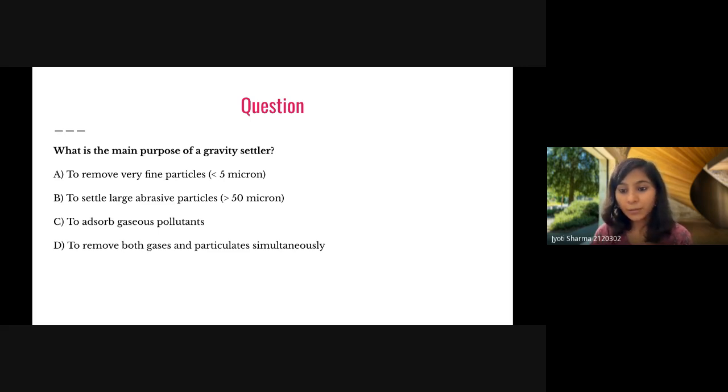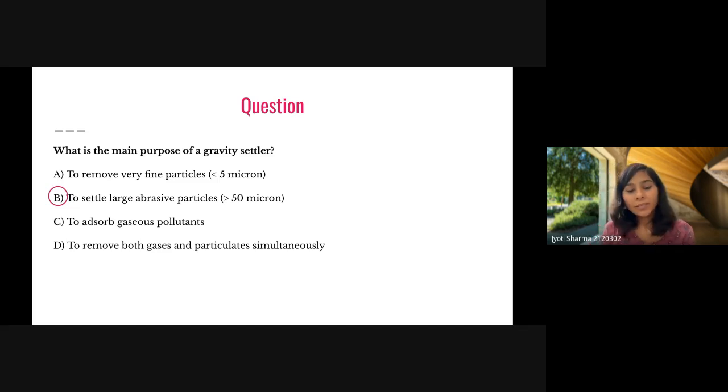Venkateshwara gave me a B answer. Can I expect more answers? Okay, anyway, I'm agreeing with this. So this is to remove large particles. Yes, Priscilla also gave me B.